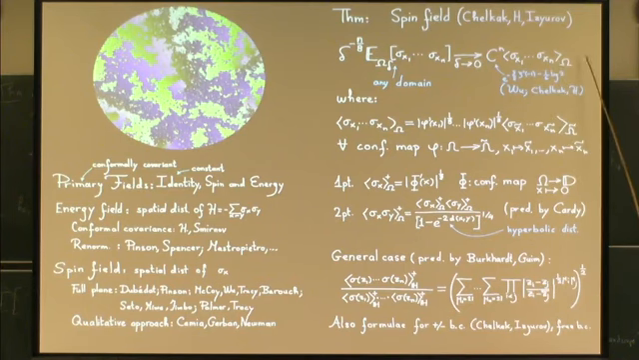And this function here, we were able to make it completely explicit with Dmitry Chelkak, who's here, and Konstantin Izyurov. I mean, Dmitry Chelkak is here, but he's at ETH. Konstantin Izyurov is not here, but he's in Helsinki.